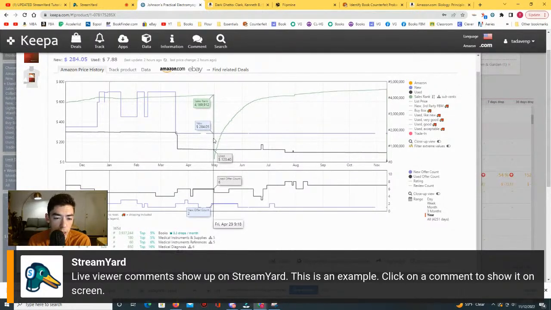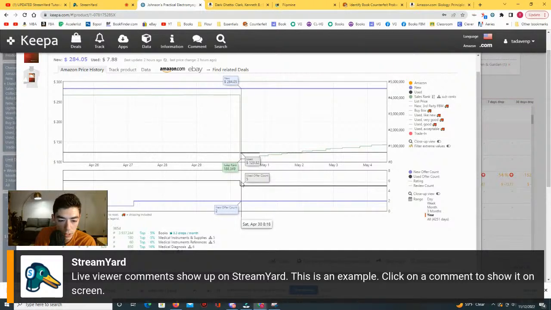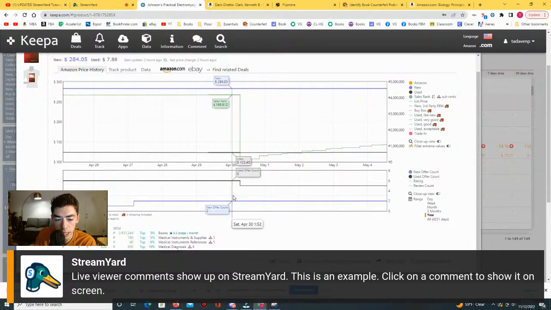What I mean by that is, if we look at the used offer count, one thing that you'll notice is that when the sales rank dropped, the used offer count went from 6 to 5. So the book sold and there were 6 offers on the listing. Now there's 5 offers on the listing. So my educated guess is that the book that sold was the used copy. And if we look at the new count, then the new offer count didn't change at all.